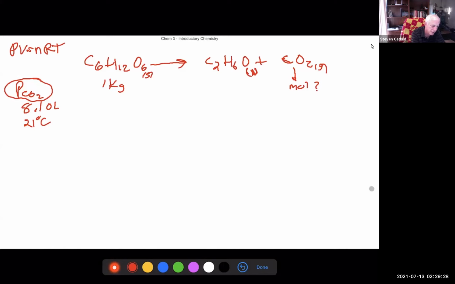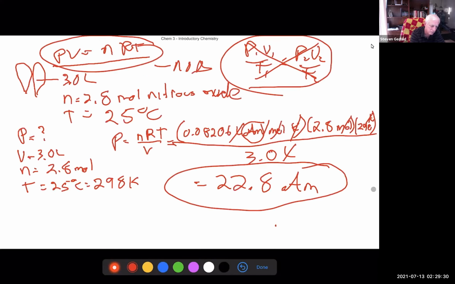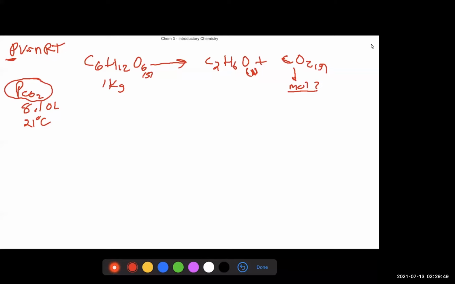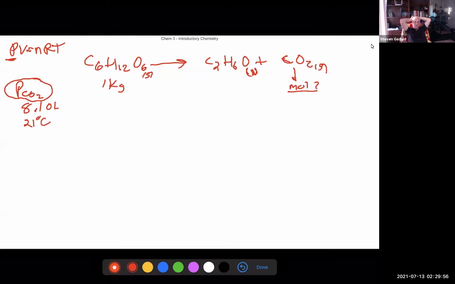Okay, we're looking for the pressure. We know the volume. We can calculate the number of moles right here. We know R, and we know the temperature. So let's calculate the number of moles. So we use our regular equation. What's the first step I always tell you? You have to balance your equation. An equation not balanced doesn't mean anything. So is it balanced?